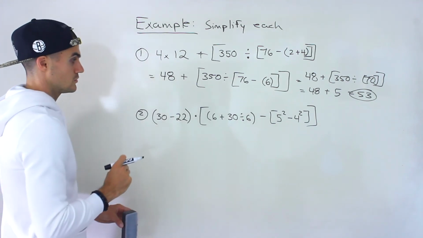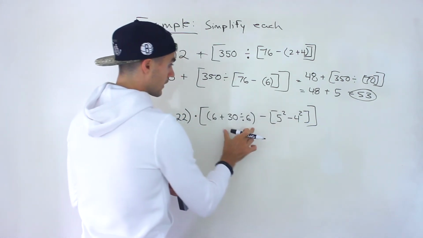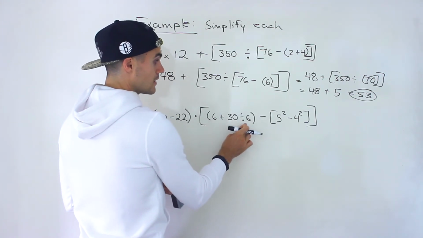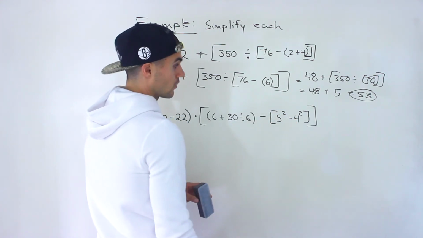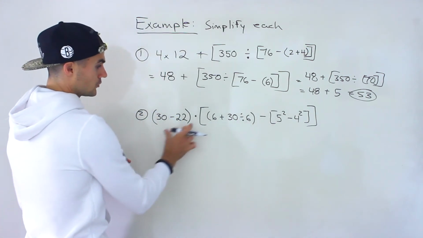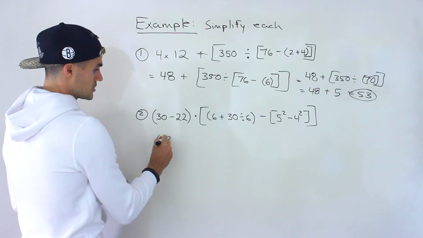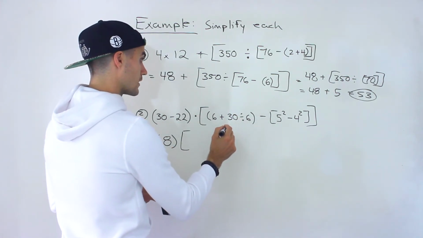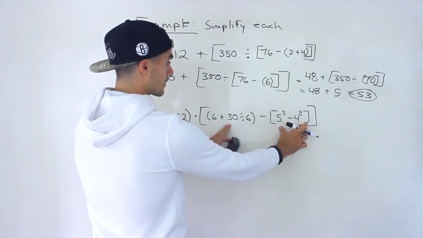Moving on to number 2, we've got 30 minus 22 in brackets times this big bracket, and within it we have this bracket, which is 6 plus 30 divided by 6 minus, in brackets, 5 to the power 2 minus 4 to the power of 2. So again, two expressions that we're multiplying. So we can work with this individually, that would just be 8. But now we've got to simplify this big square bracket. And so we can move inside it, and then we have these two brackets here.